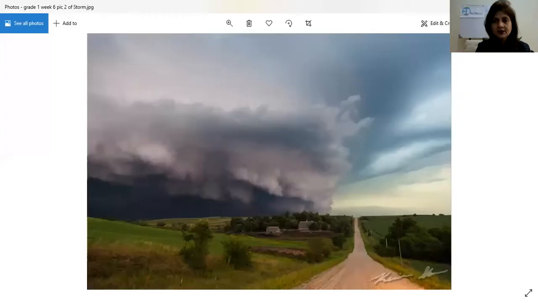I'm going to show you some pictures that tell you what types of storms we have. These are only a few pictures. Can you see this picture, children? The moving air causes the clouds to move. A bunch of clouds are coming and moving here, and they are going to cause a storm.